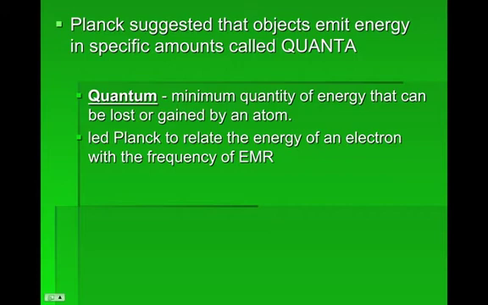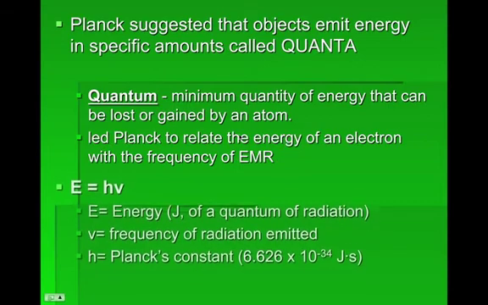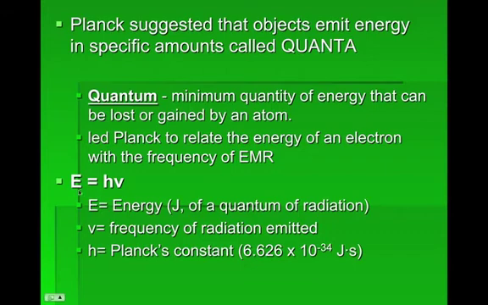Of course, he did his work with metal, so his original definition included the word metal in there somewhere. What he did was relate the energy of an electron contained in a particular atom with the frequency of EMR, electromagnetic radiation, using this formula, where E is the energy, h is the constant he figured out when he determined the relationship between energy and frequency, and this v is not actually a v, it's a nu. That's the frequency of radiation emitted, and frequency is measured in hertz. Energy in this case is measured in joules.